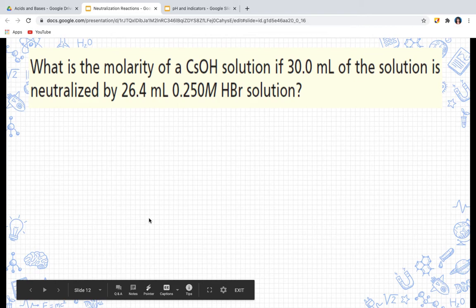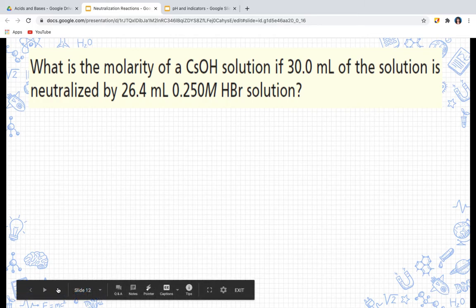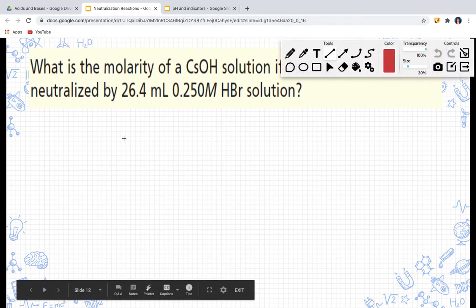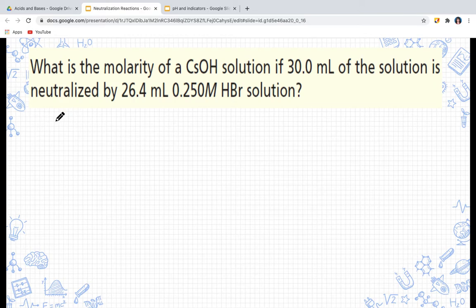That's the important distinction. So what we want to know is, what is the molarity of a cesium hydroxide solution if 30 milliliters of the solution is neutralized by 26.4 milliliters of a 0.250 molar hydrobromic acid solution. So just like we always do, I want to write down the things that I know and the things that I do not know.